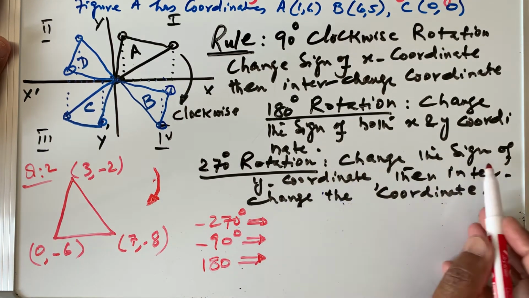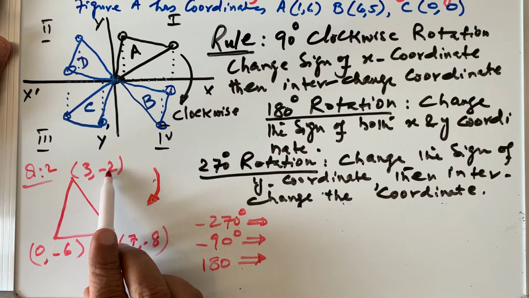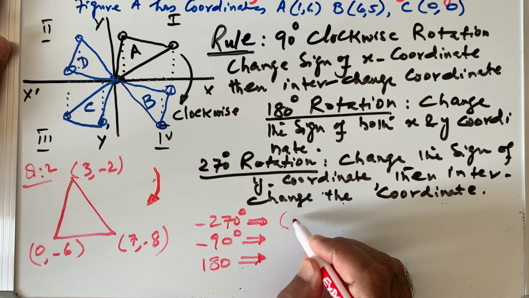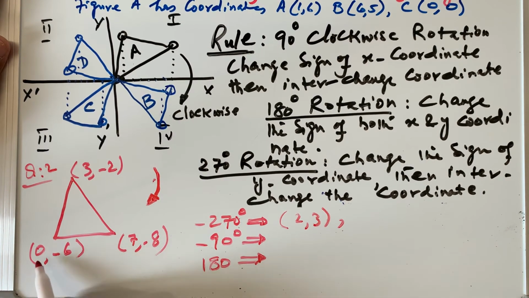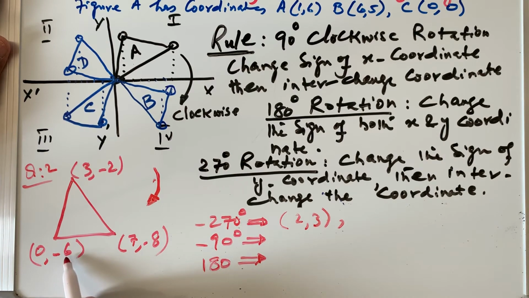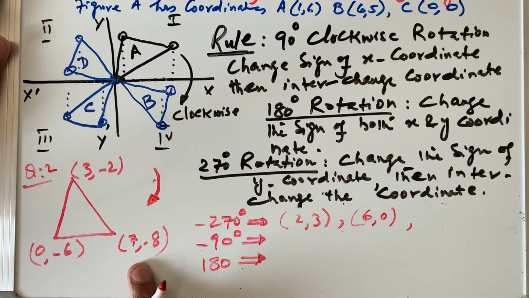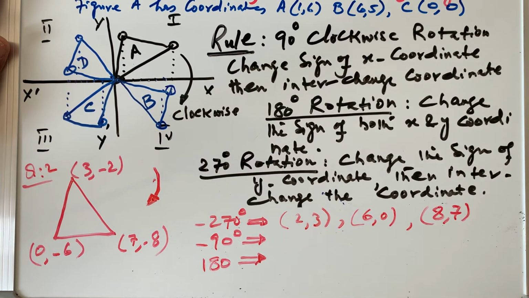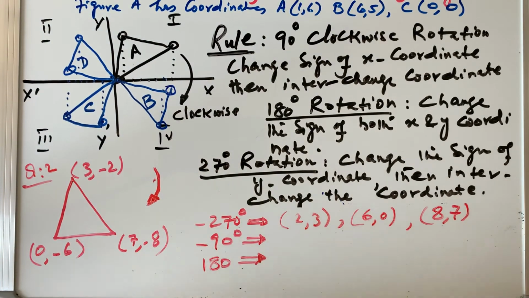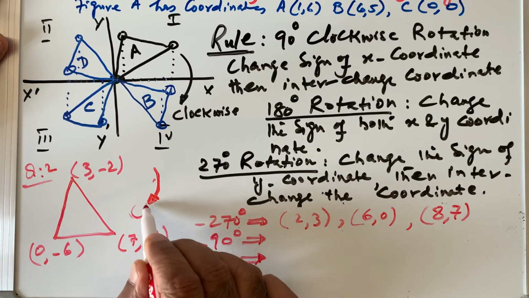So minus 270, change the sign of y coordinate. So change the sign of y coordinate means minus 2 becomes plus 2 and flip it. And flip it means 2, 3, right. Then you go for 0, minus 6. So change the sign of the y coordinate, it becomes plus 6. So you have 6 and 0. Change the sign of y coordinate, that means it becomes plus 8 and flip. So 8 and 7. Hope you understand. Same definition, same rule, but now we are having a different question. Minus 90. So minus sign means clockwise rotation. Please remember.